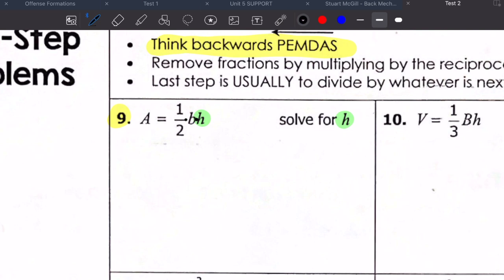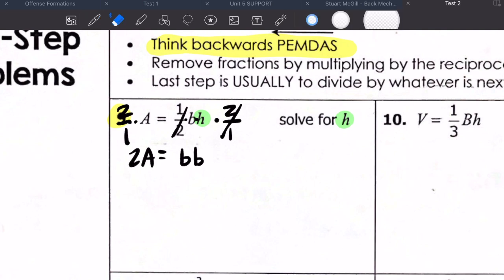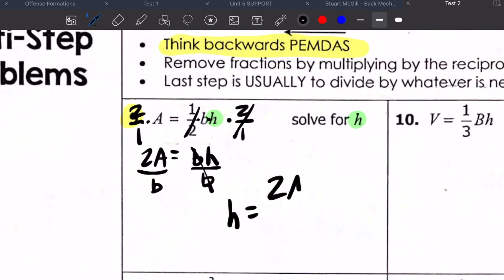If I want to get rid of 1/2, I can multiply by its reciprocal, which is 2/1 on both sides, which is just multiplying both sides by 2. 1/2 times 2/1 is really just 1, and I'm left with B times H on this side. On this side, 2 times A is just 2A. And last step, boy, my H and my B really look alike. Let's fix that H. Sweet. Last step, that's still, again, multiplication. So I can divide this by B on both sides, and those B's go away, and I'm left with H is equal to 2A all over B.